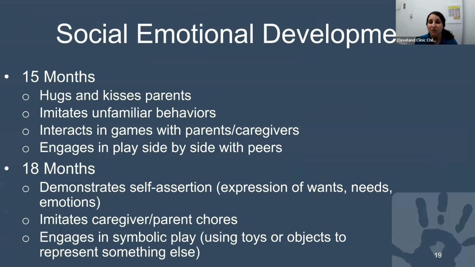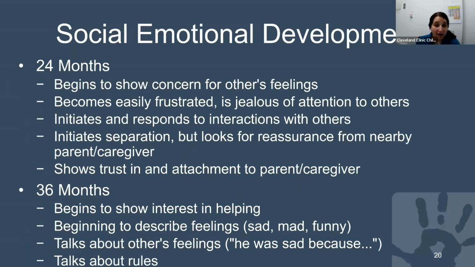So at 15 months, kids start to interact more with their parents. They might start engaging in some parallel play. At 18 months, it's very common that you might start to see kids asserting themselves a little more, which can often be a little bit frustrating to parents. But you'll start to see kids expressing more of their wants, their needs, their emotions. And then that, of course, continues on as the kid reaches age 2.